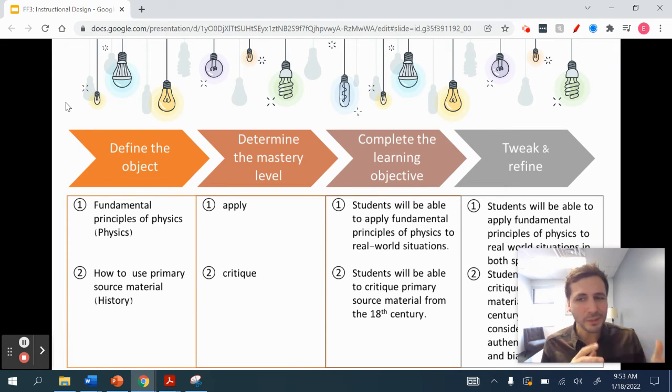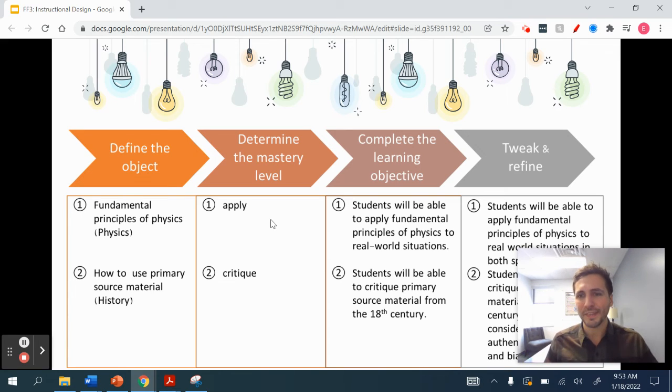If you're building it, this is just a process that you can use. First, define the object. What is it that you are instructing? So you have two examples here. And then determining the mastery level. So that's that Bloom's taxonomy we were talking about, right? One of them is just I'm looking for application, and the other one is I'm looking for critique. So we're up there at the very, very tippity top. So two different mastery levels.